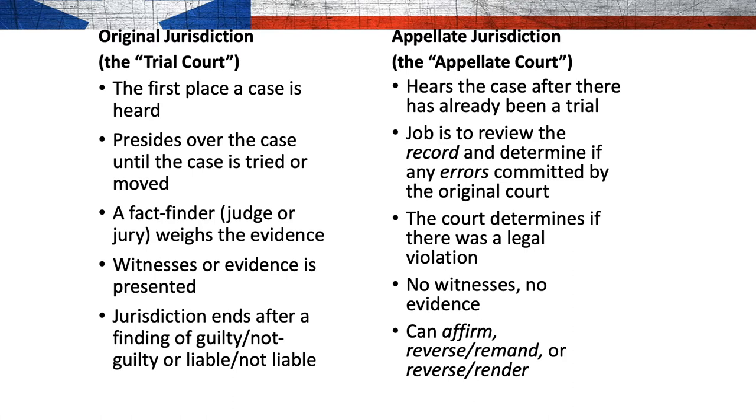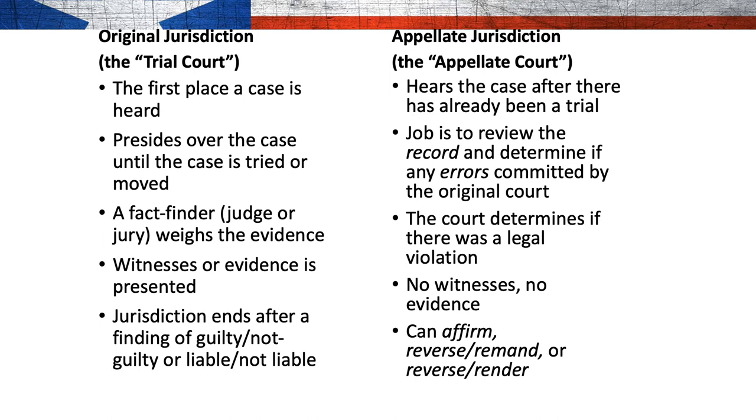Now, if the losing party thinks that there was a bad outcome, then the losing party can appeal to an appellate court. That court hears a case after there's already been a full trial. Somebody has listened to the evidence and the witnesses, and determined whether somebody was guilty, not guilty, liable, or not liable. What the appellate court does is review the record, so it looks at all the evidence, all the testimony, and all the arguments in court, and determines if there are any errors that were committed by the court.